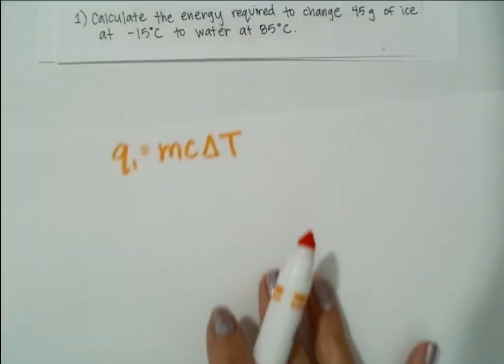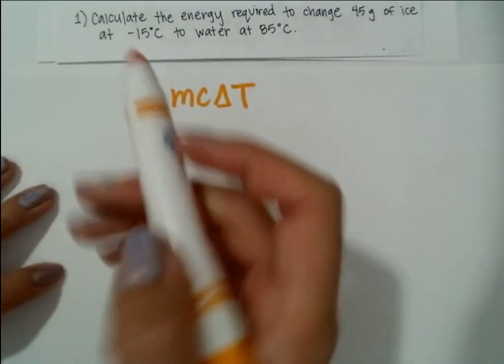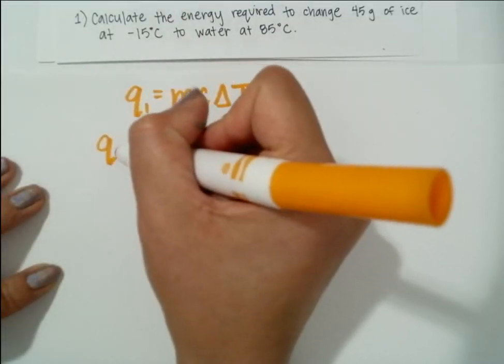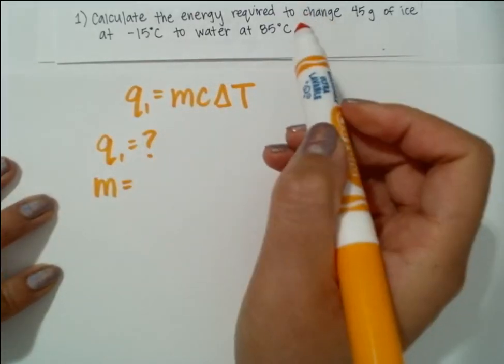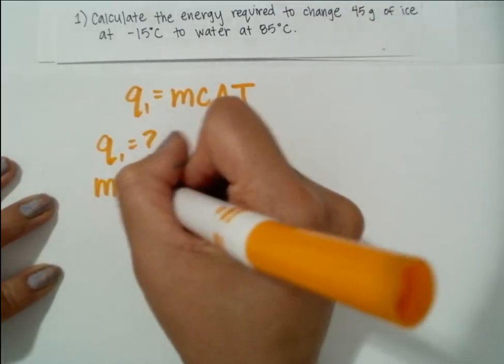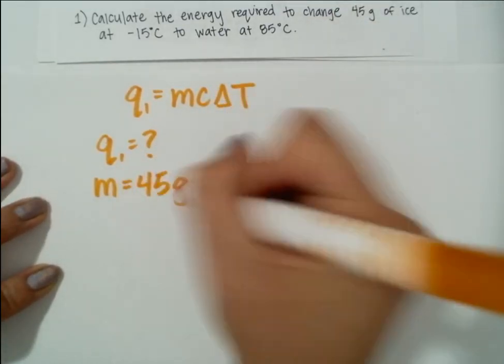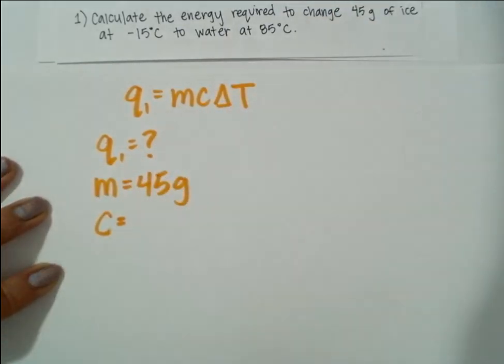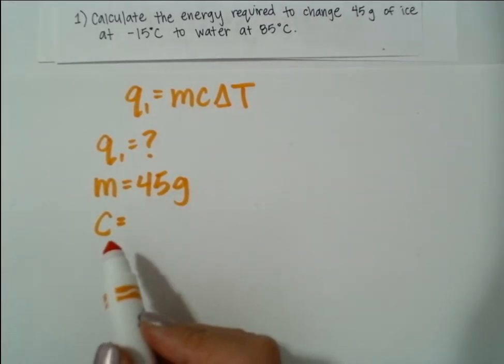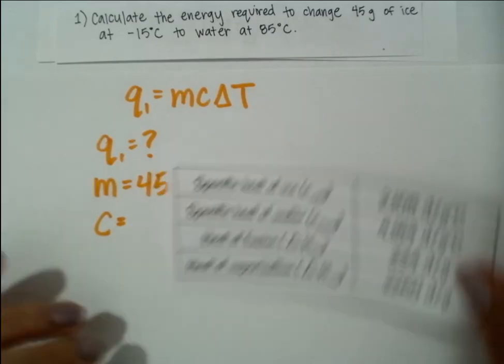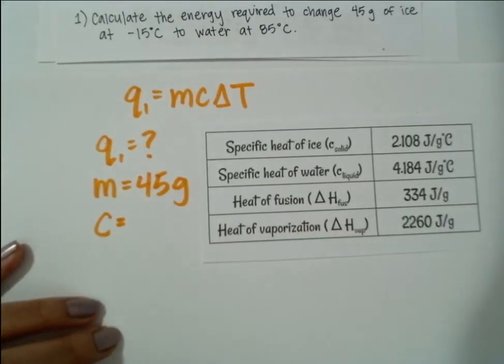Okay, and like I said earlier, we're looking at negative 15 to 0 degrees Celsius. So Q is what we're solving for. M is mass, and that's always going to be 45 grams. C is my specific heat. Now remember, this is the specific heat for ice. Okay, it's not the specific heat for water.